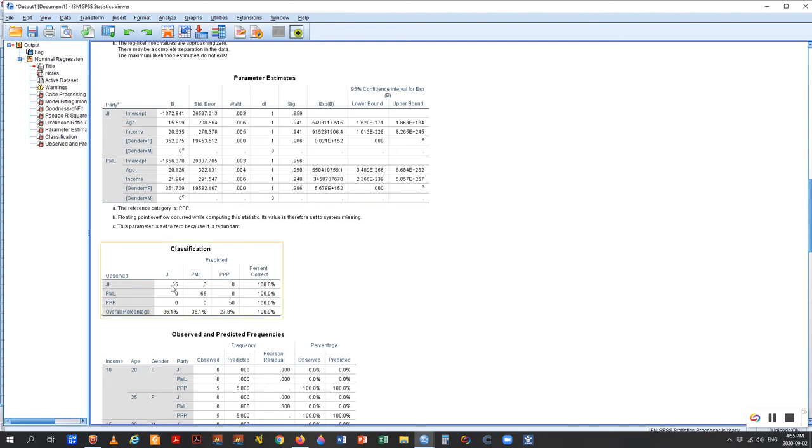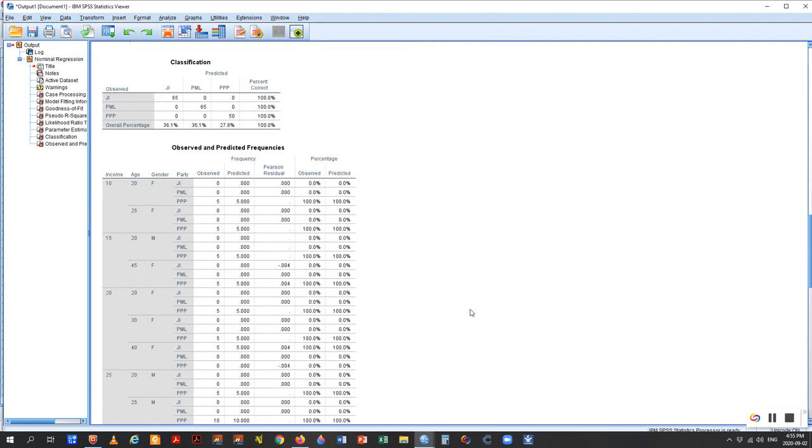I mean, we have Jamiat Islamiyah, which has got 65 cases. We predicted all 65 cases. Pakistan Muslim League has 65 cases. We predicted all the cases. And the People's Party of Pakistan, the smallest category, we predicted 100% of the cases. So the overall percentage is 100%. This is a 34% improvement over the prediction made simply on the categories of the independent variables. So this is a good model, even if it's not generalizable.